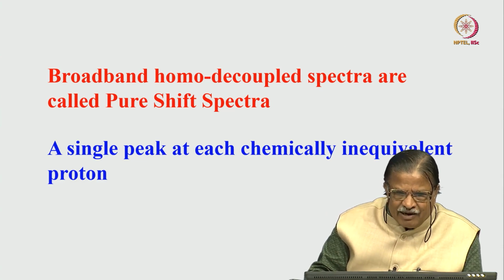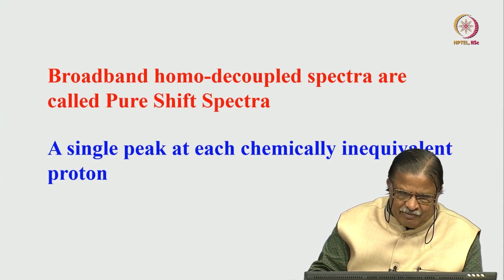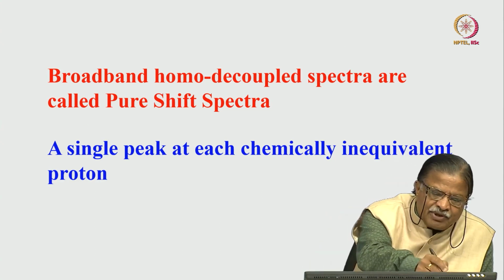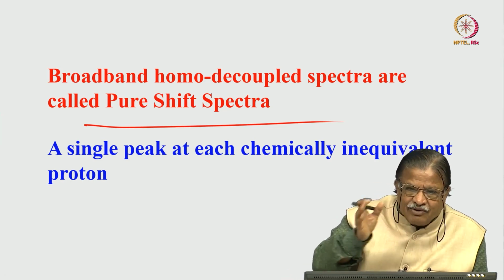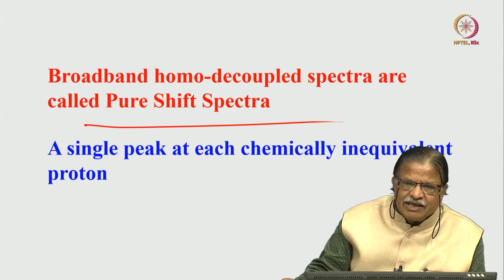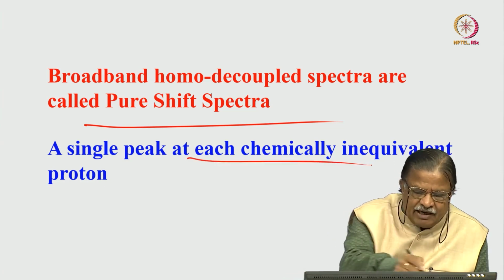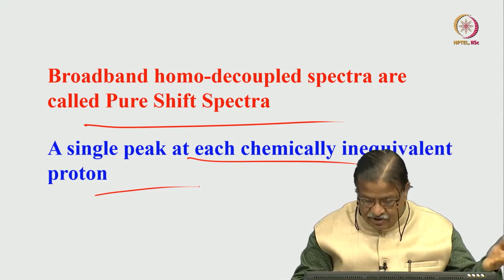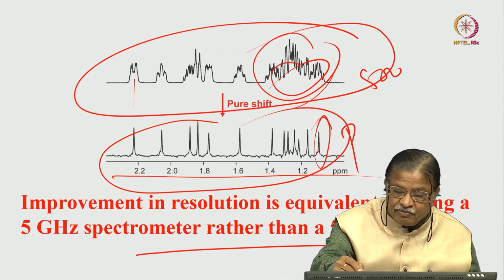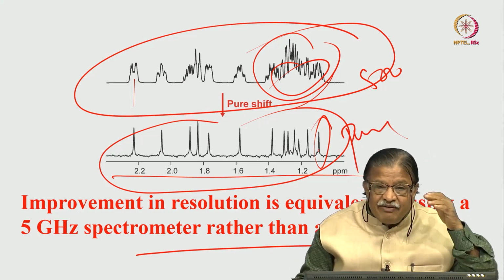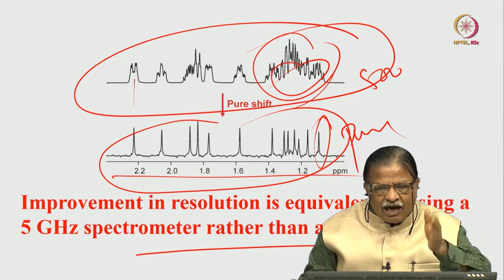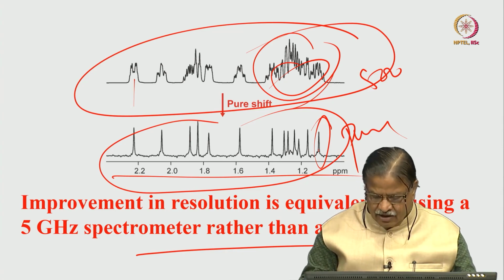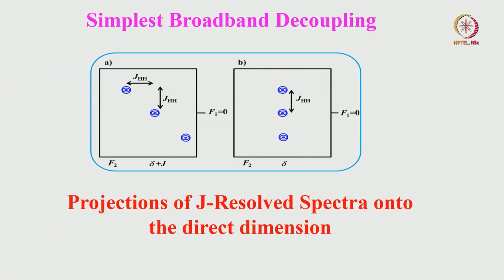The broadband homo decoupled proton spectra are called pure shift spectra. That means couplings are completely removed. What you are going to get is only chemical shifts for each chemically inequivalent proton, a single peak at each chemically inequivalent proton, and that type of spectra that I showed you just now are called pure shift spectra. So this is the way you can get rid of coupling information and get sharp lines with a highly resolved spectrum. This is called a pure shift spectrum. Okay. And what is the simplest way of doing this broadband decoupling?